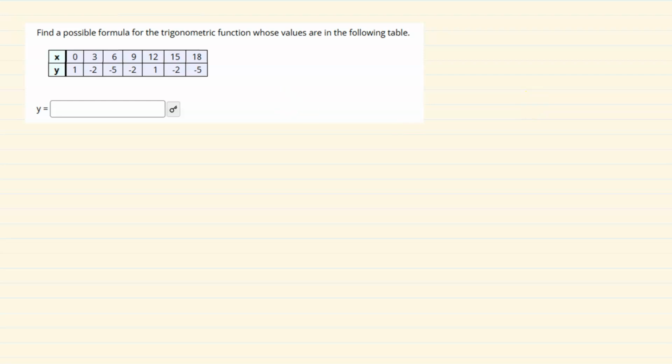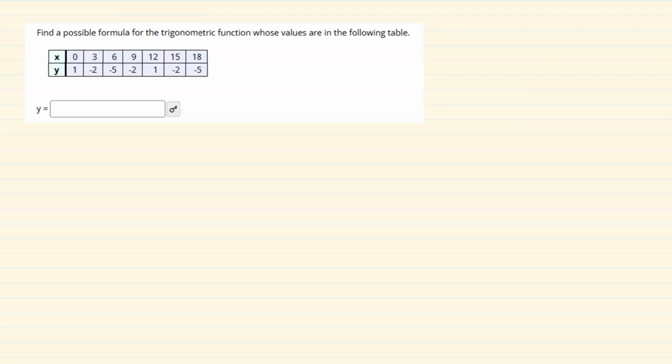All right, let's take a look at this problem here. We're given a table of values, and we want to find the trigonometric function that fits the table. Okay, so let's see if we can find a pattern here.